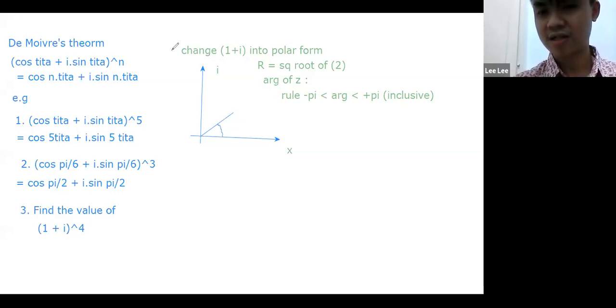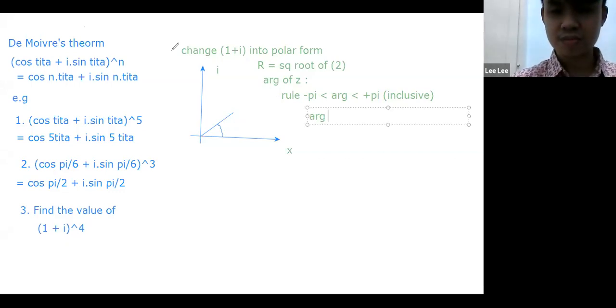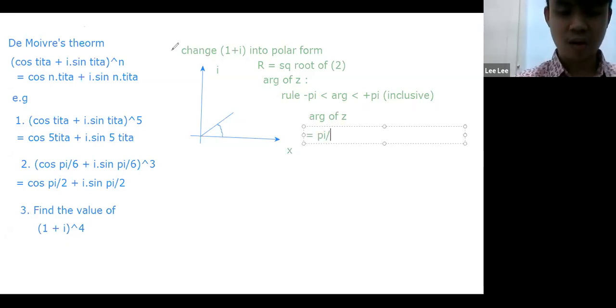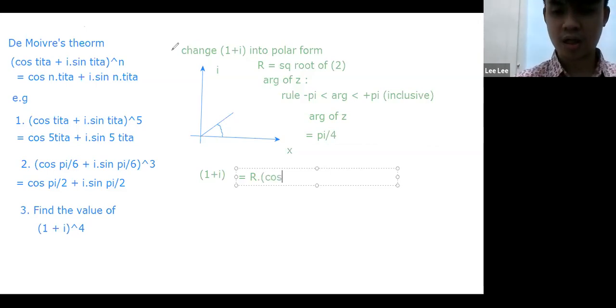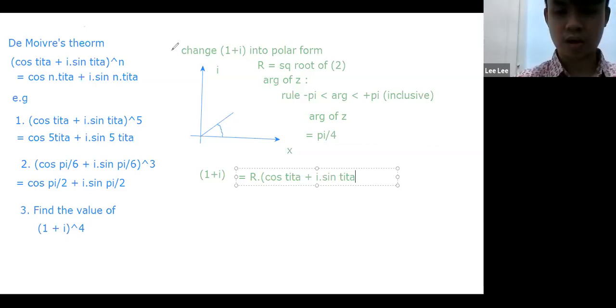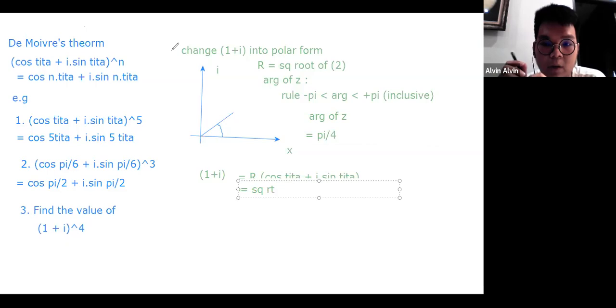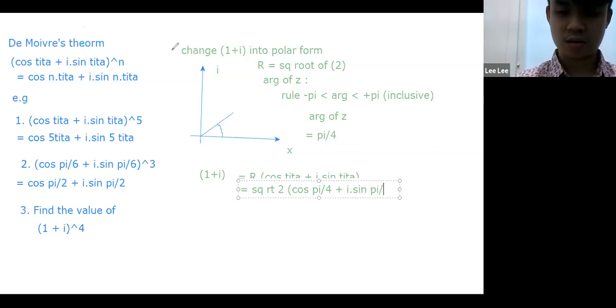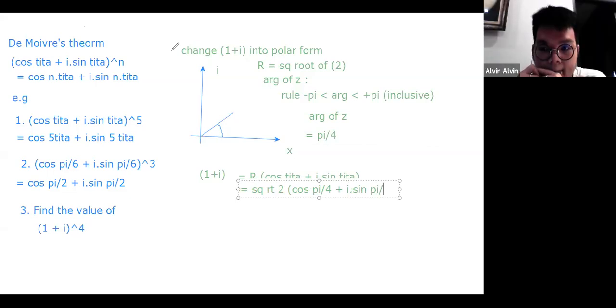Let me give you an example again. For this one, the argument equals pi over 4, 45 degrees. So now 1 plus i can be written as r times (cos theta plus i times sin theta), so it becomes square root 2 times (cos pi over 4 plus i times sin pi over 4). Do you understand until here?